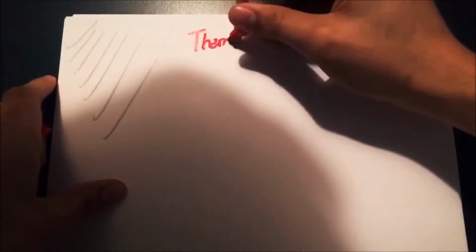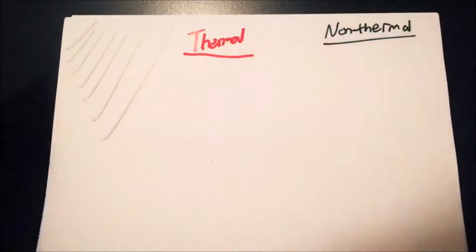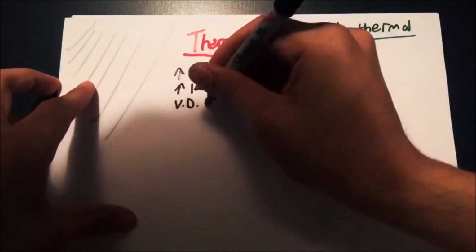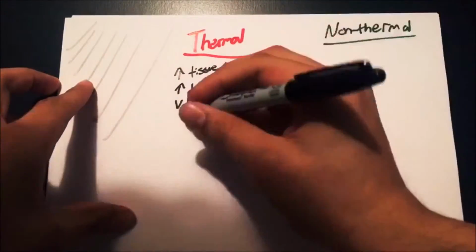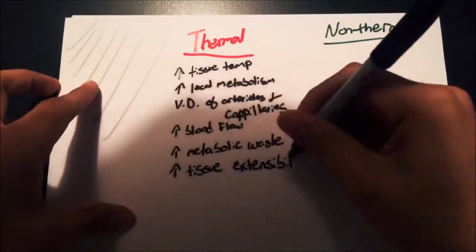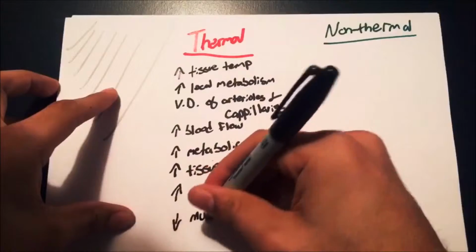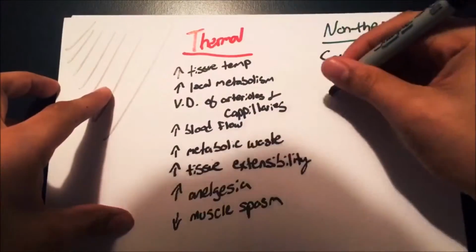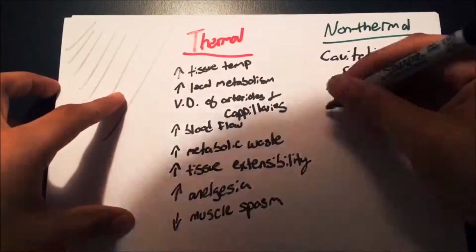When these sound waves are absorbed into the tissue, the physiological effects that occur are separated into thermal and non-thermal effects. Some thermal effects include an increase in tissue temperature, an increase in local metabolism, and vasodilation of arterioles and capillaries. Some non-thermal effects include cavitation, fluid movement, and an increase in cell permeability.